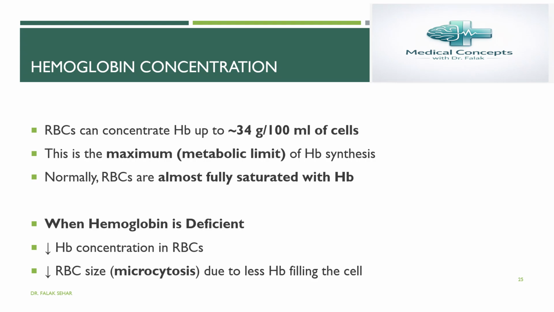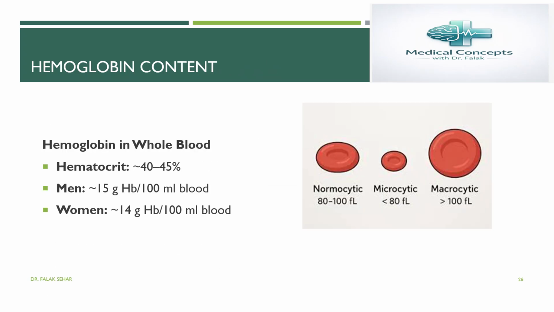When hemoglobin is deficient, the concentration of hemoglobin inside RBCs decreases. As a result, the cell becomes smaller, and this is called microcytosis, because there is less hemoglobin available to fill the cell. So hemoglobin concentration not only determines oxygen transport but also directly influences the size of the red blood cells. Now coming to the hemoglobin content in whole blood.